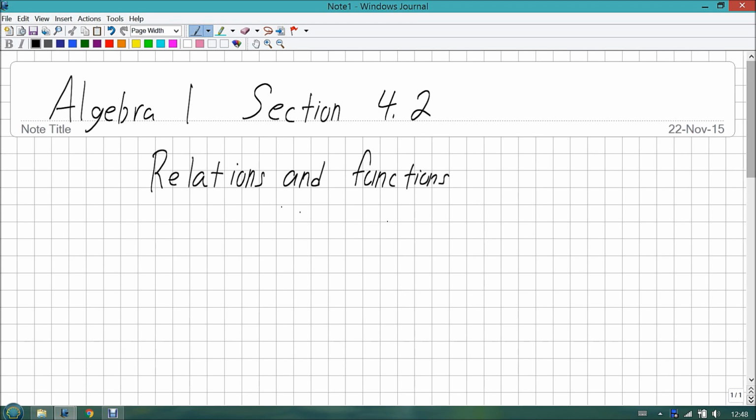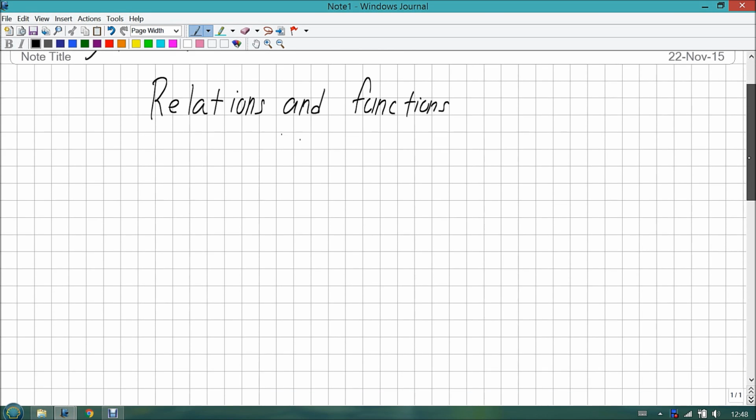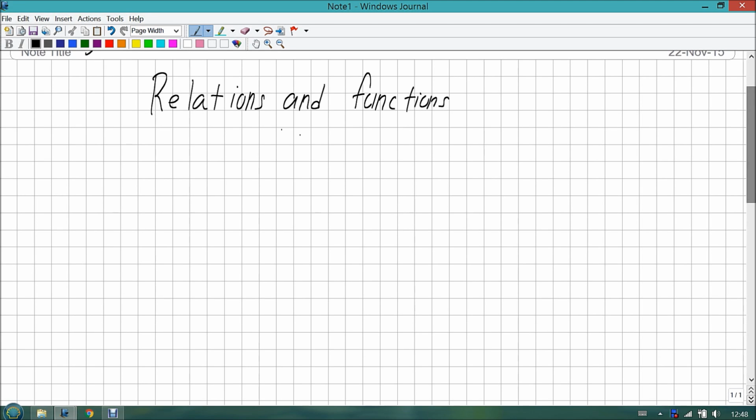Today we're going to be going over section 4.2, Relations and Functions. With mathematics, you have to know what you're talking about before you can really get anything done. So the first thing we're going to start out with is a couple of definitions. The first definition is a relation.